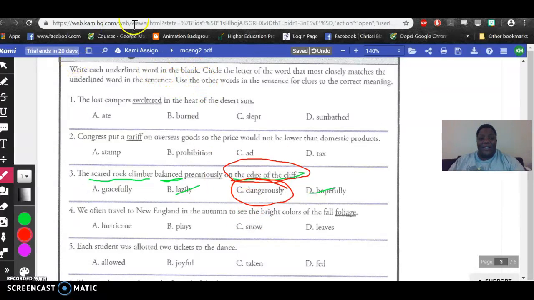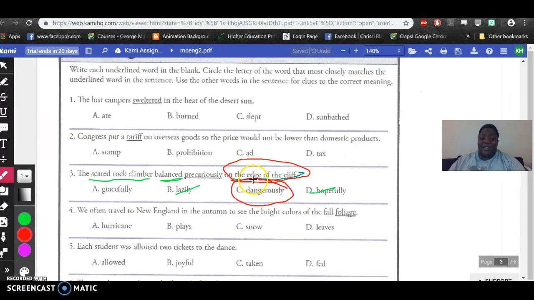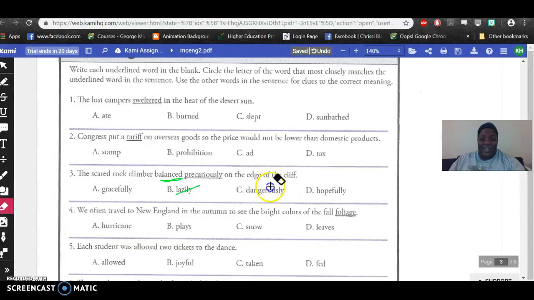Okay, again, still not sure. You can always go to a dictionary, and here precariously, as you can see, means in a way that is not securely in position and is likely to fall or collapse. That sounds like the best choice here, so it's going to be pretty dangerous, living precariously on the edge of the cliff.